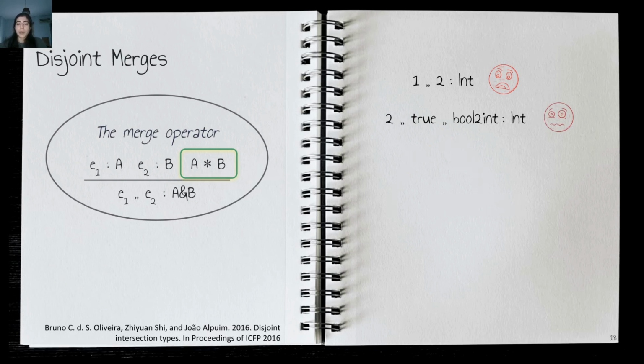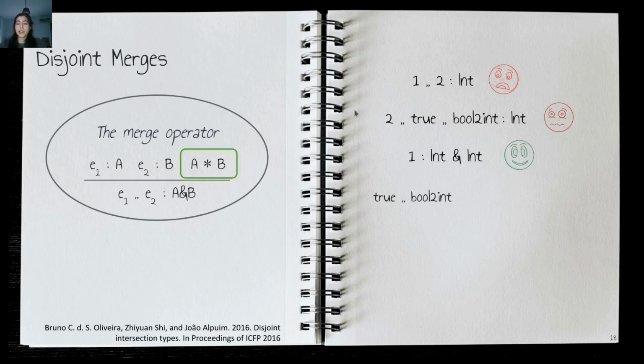However, we can have this situation. We can have the literal 1 annotated with the type int and int, although no type is disjoint with itself. And this is because the disjointness restriction is imposed only on merges and not on type annotations.